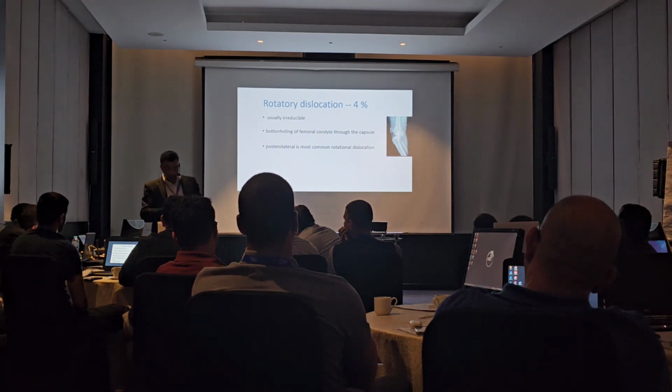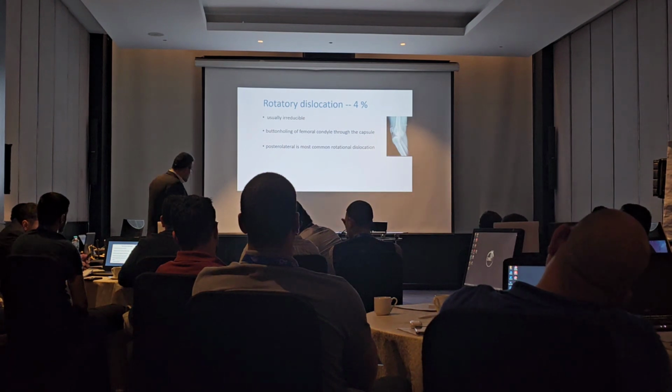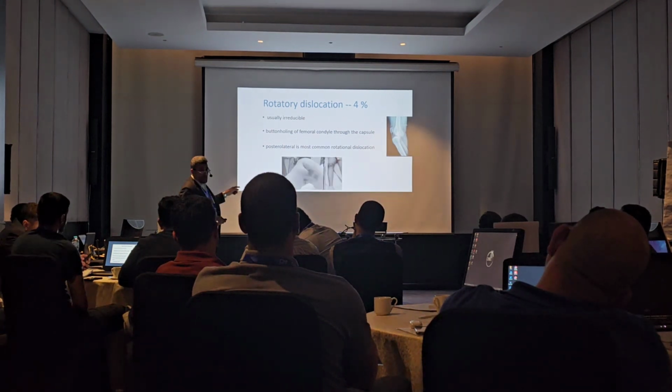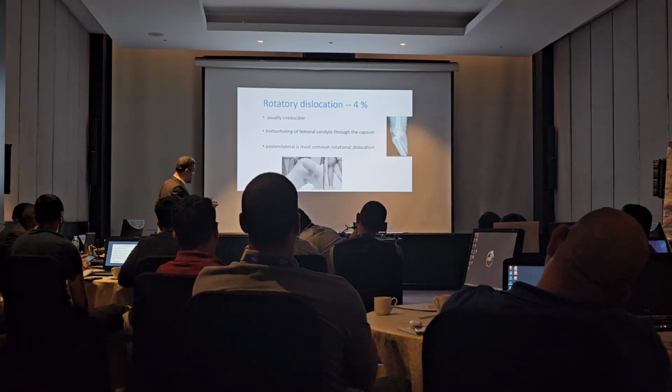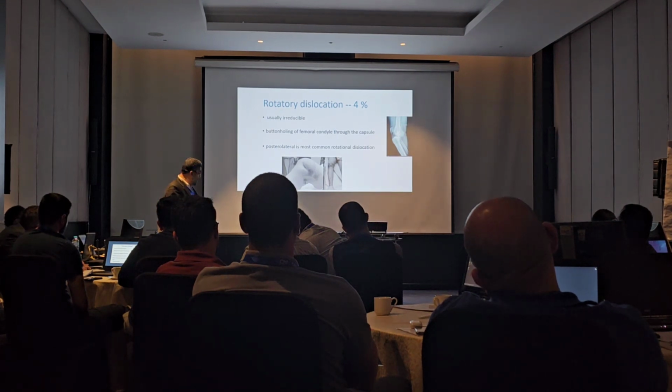So if you try to reduce an injury and it's irreducible, don't try a lot before you make sure that this is not rotatory instability. And the posterolateral is the most common rotation. And here, if you see what we call dimpling, this means that the capsule is tethered in the notch, and there's buttonholing with the femoral condyle.